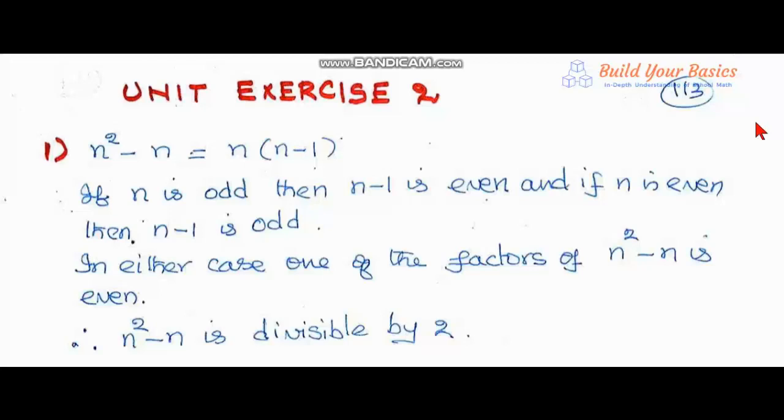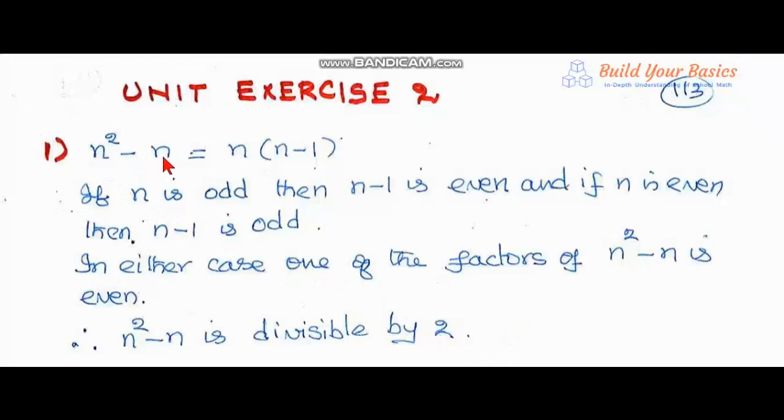Unit exercise 2. Sum number 1. Prove that n square minus n is divisible by 2 for every positive integer n. So we have to prove n square minus n is divisible by 2, where n is an integer.